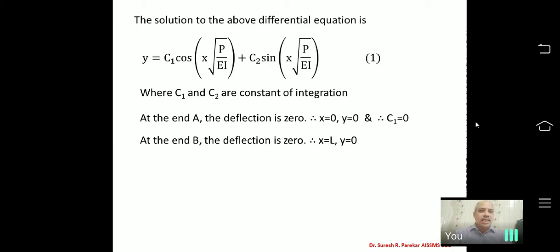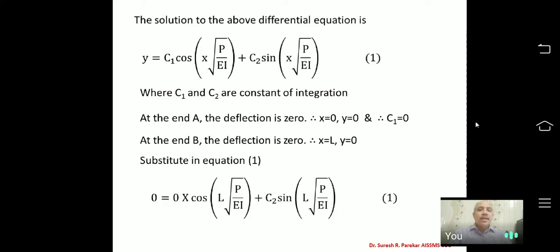Now if we go to the second condition, that is at B, we have x equal to L, y equal to 0. If we put y equal to 0 and x equal to L, then we are going to get 0 equal to c2 sin L root P upon EI. So now we have either c2 is 0, or sin of L root P upon EI is 0.